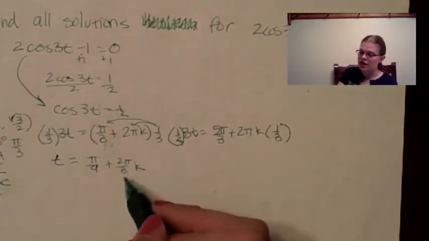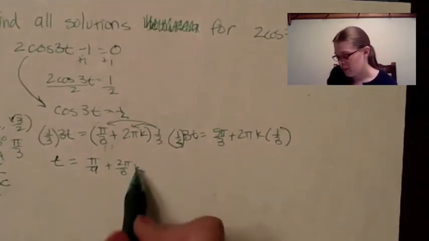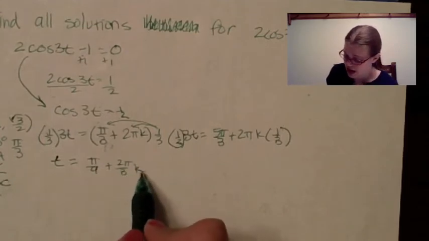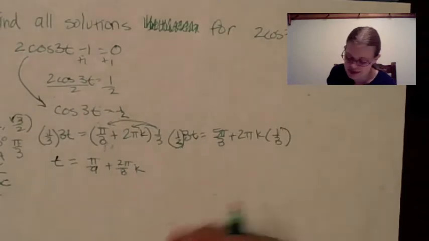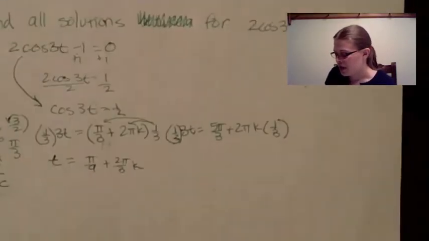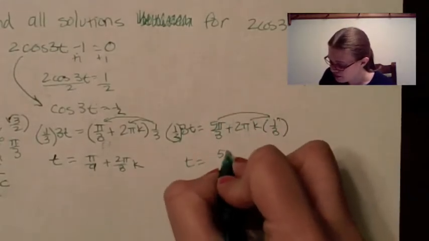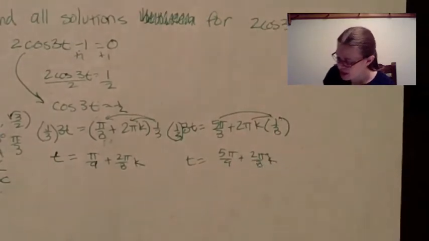You can do 2 pi thirds or 2 pi k over 3. But when I'm trying to plug in my values of k, which we're going to do in a few minutes, it's kind of easier to look at it like this, I think, so that's why I do it that way. But either is fine. So on the right-hand side, we have t equals, I'm going to multiply, so I have 5 pi ninths plus 2 pi thirds k.